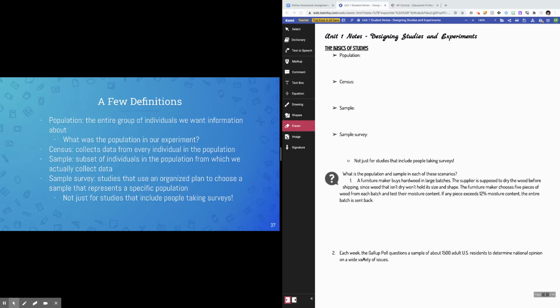I am note-taking in Kami just because it makes it a little bit easier for me to type and draw things without changing the formatting of my original document, but you are more than welcome to make your edits in Google Docs if you prefer to do that. All right, so let's go ahead and jump into it.